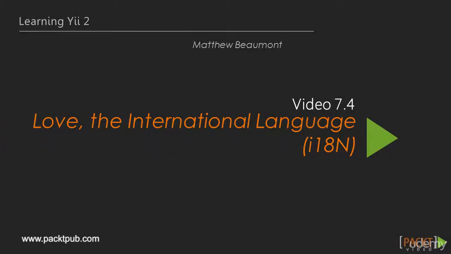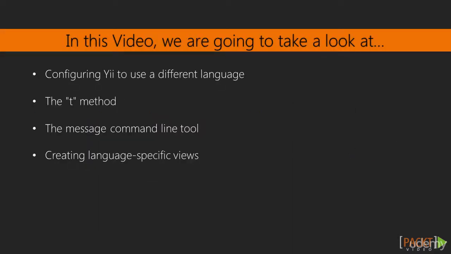This is the fourth and final video of the seventh section, Love, the International Language. In the last video, we learned how to use migrations to organize database changes. Now, we're going to learn how to translate our application into different languages. We'll configure our app to look for alternate translations when they exist.